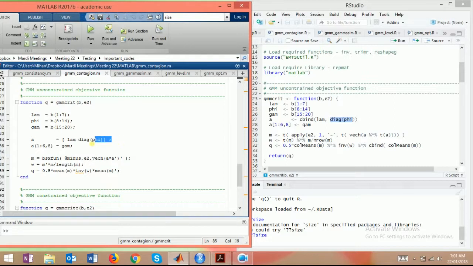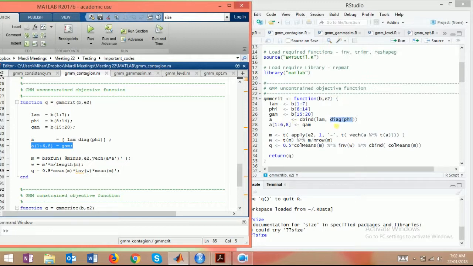Then 1 to 6 rows, from 1 we have 1 to 6 rows in the 8th column. Here we have 7 lambda, 1 2 3 4 5 6 7. Then you have 7 columns here, 1 2 3 4 5 6 7, because they're diagonal. So we have 8 actual columns here, and the 1 to 6 elements in the 8th column is represented as being gamma. Fine.